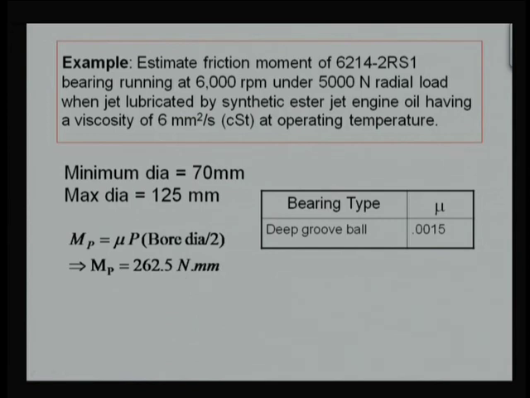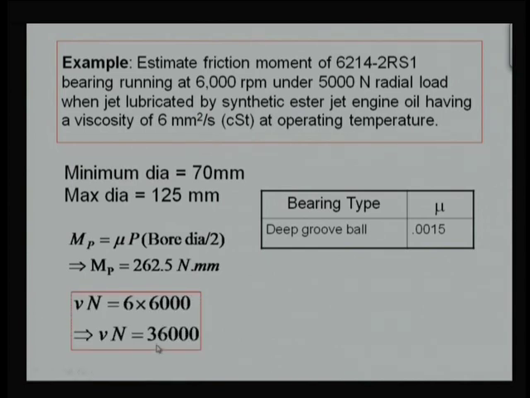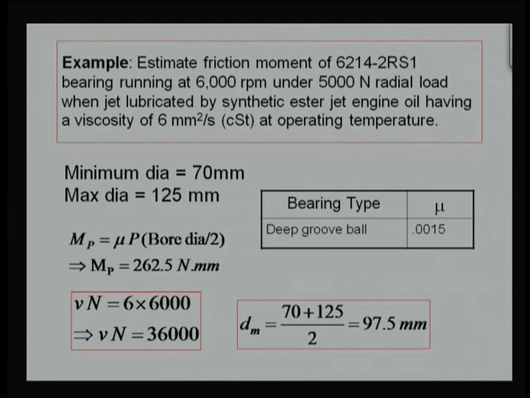So, this is the first component, which is based on the load and the bearing geometry, that has been estimated. The second component requires the product of kinematic viscosity and operating speed. Kinematic viscosity in the present case is 6 centistoke, and the rotational speed is 6000. So, 6 into 6000 makes 36,000, which is greater than 2000. Naturally, we need to use the first relation.